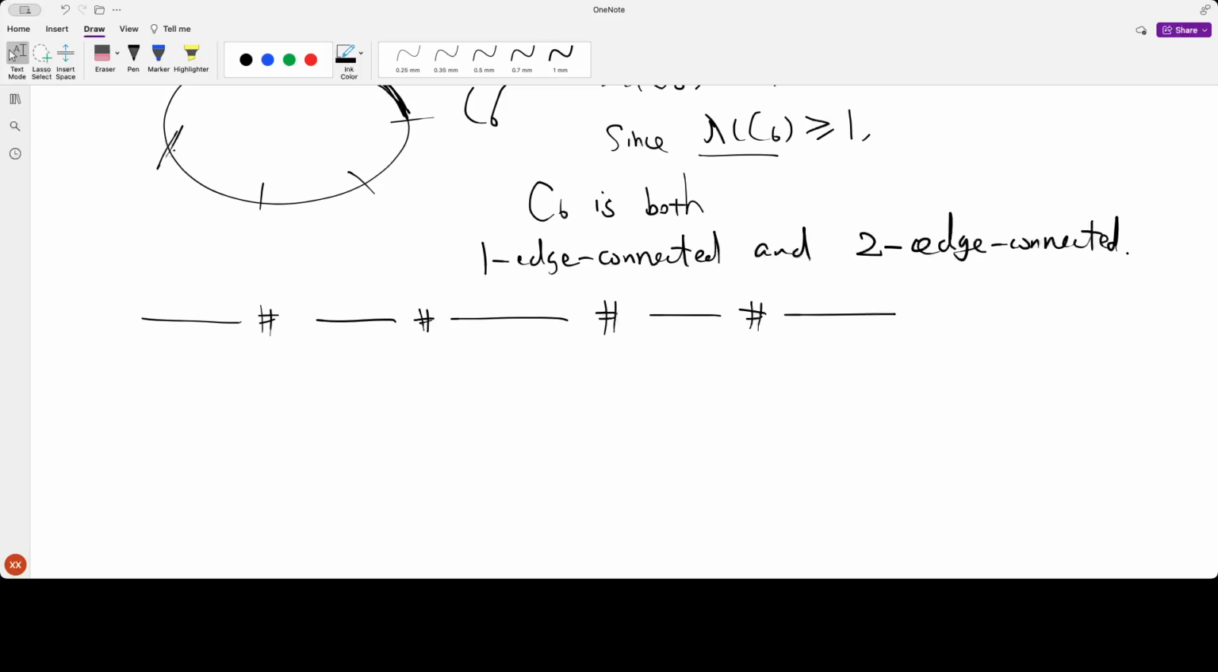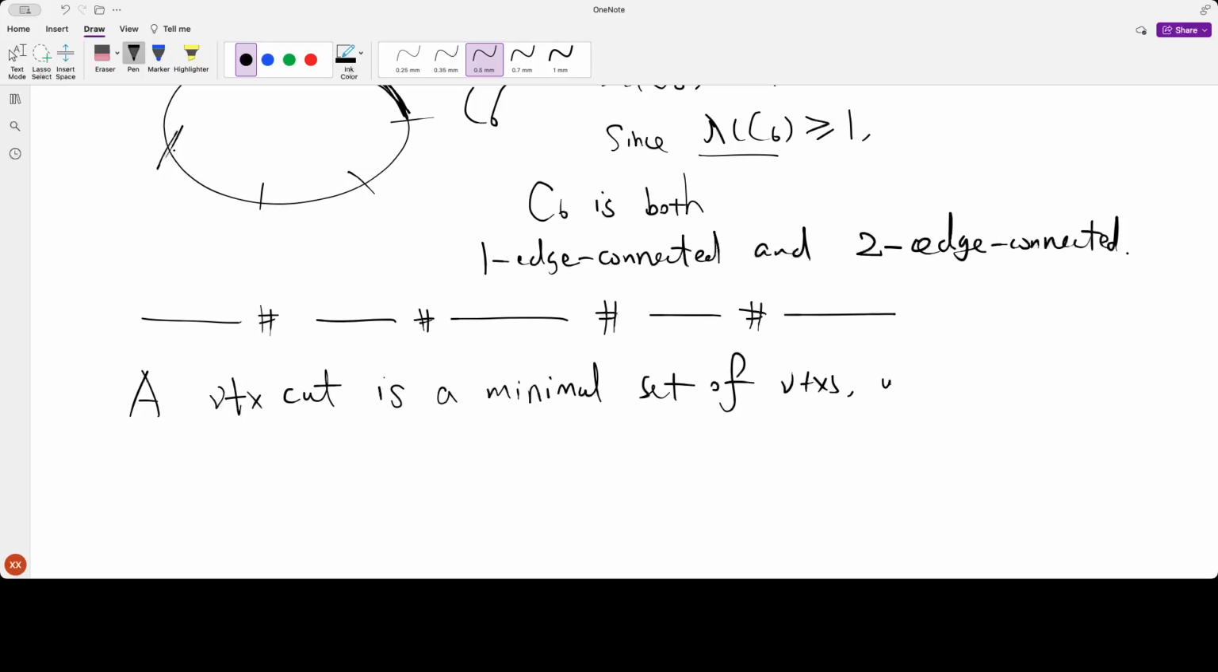So the next notion is the so-called vertex connectivity. We have to start with a vertex cut. A vertex cut is really very similar. It's a minimal set of vertices whose removal makes the graph disconnected.